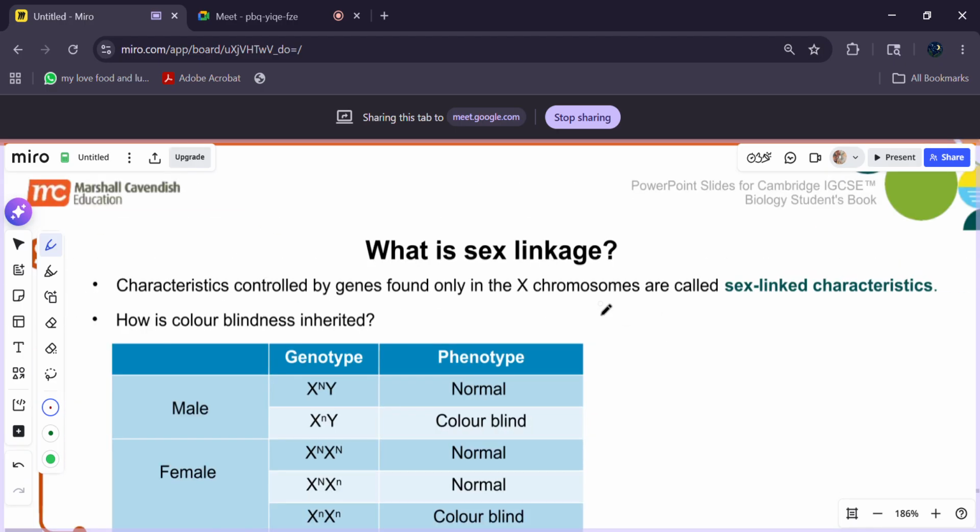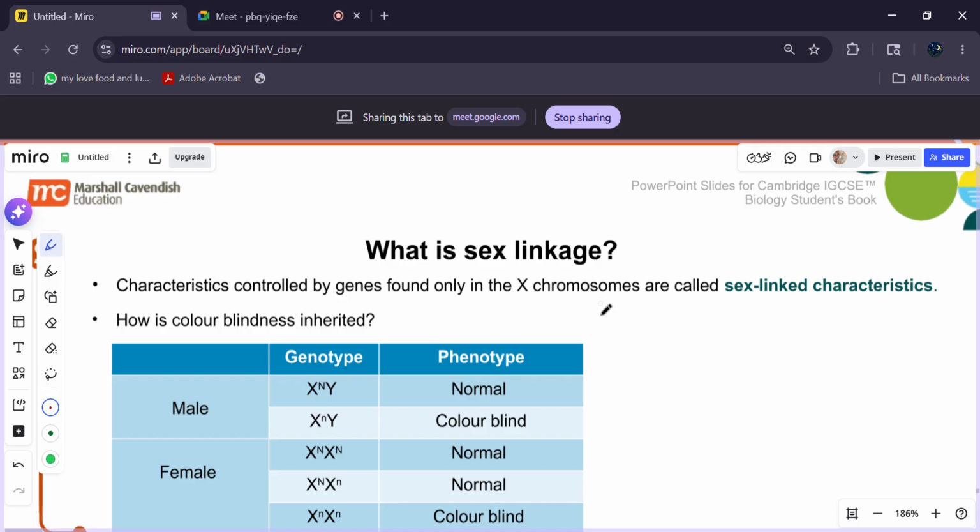So what is sex linkage? The X chromosome is longer than the Y chromosome. Hence, the X chromosome contains more genes than the Y chromosome. Characteristics controlled by genes found only on the X chromosome are called sex-linked characteristics. An example of a sex-linked characteristic is color blindness in humans. This explains why there are more males with color blindness than females.